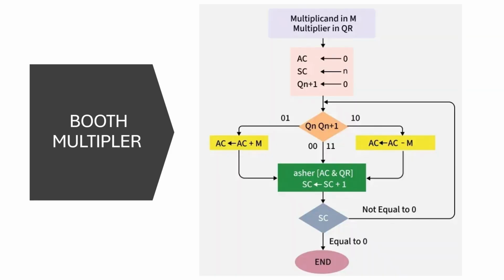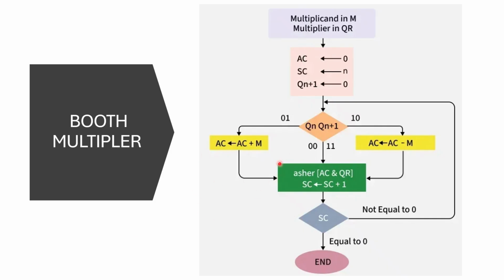First thing is, why are we talking about the Booth multiplier? Very simple: the processing time will be reduced because it reduces the number of steps needed to perform the multiplication. So how are we going to perform it?